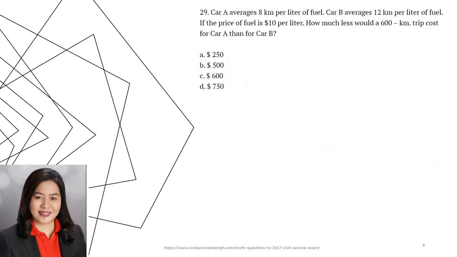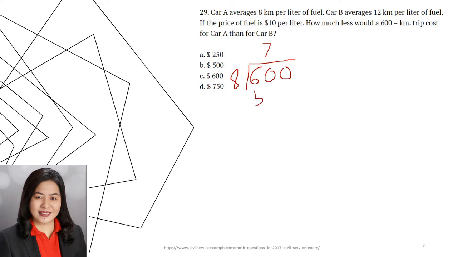So here, car A averages 8 kilometers per liter of fuel. Car B averages 12 kilometers per liter of fuel. If the price of fuel is $10 per liter, very expensive, how much less would a 600 kilometer trip cost for car A than for car B? So what we need to do is divide to determine the number of liters that we need to consume. You divide 600 by 8.